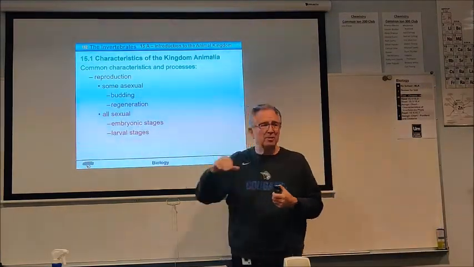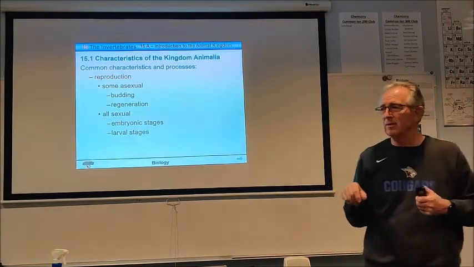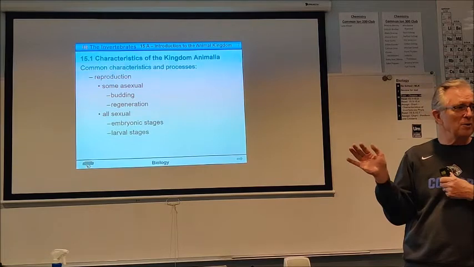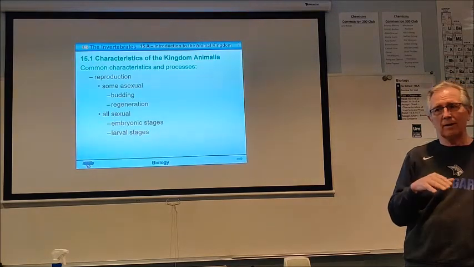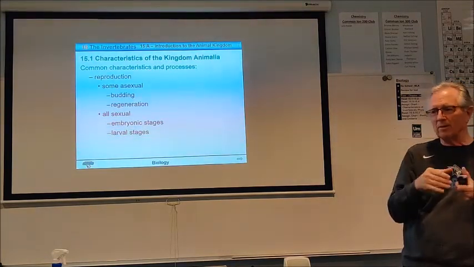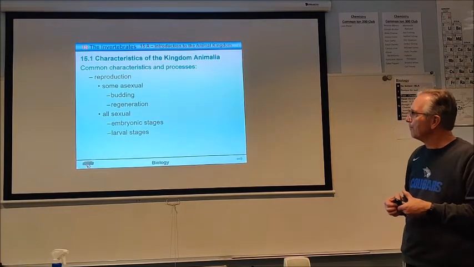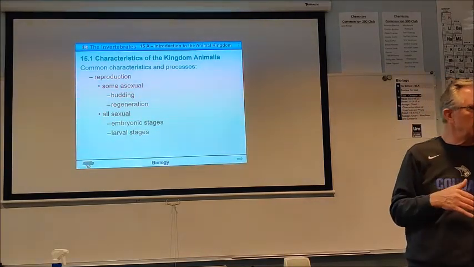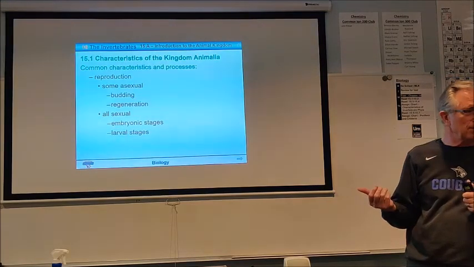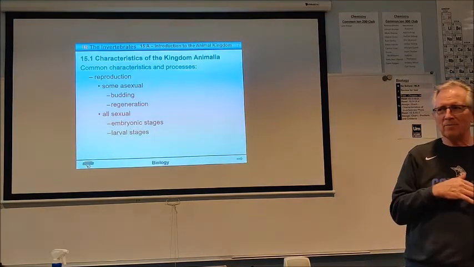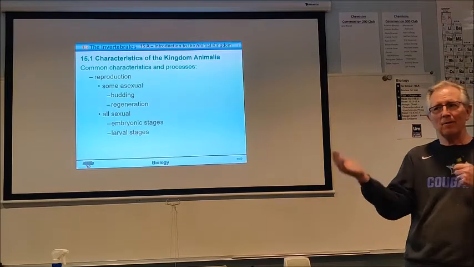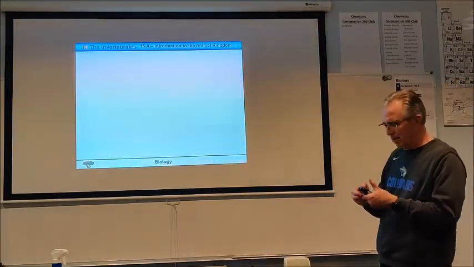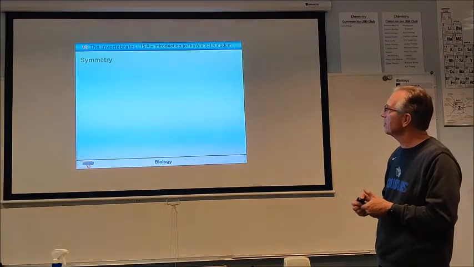Some of these animals actually have a larval stage where they look quite different than they do as an adult. But it's just part of their life cycle. For instance, a caterpillar looks quite different than it does as a butterfly. So it has one phase that looks different, but it's all part of the completed life cycle. So that's what you'll want to put in that part there about reproduction.